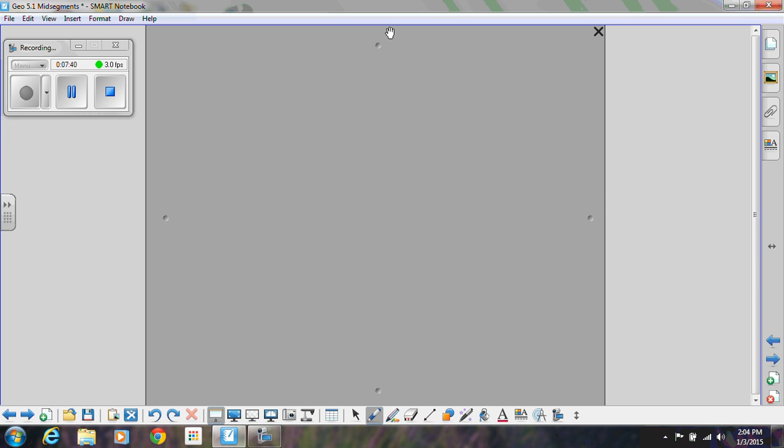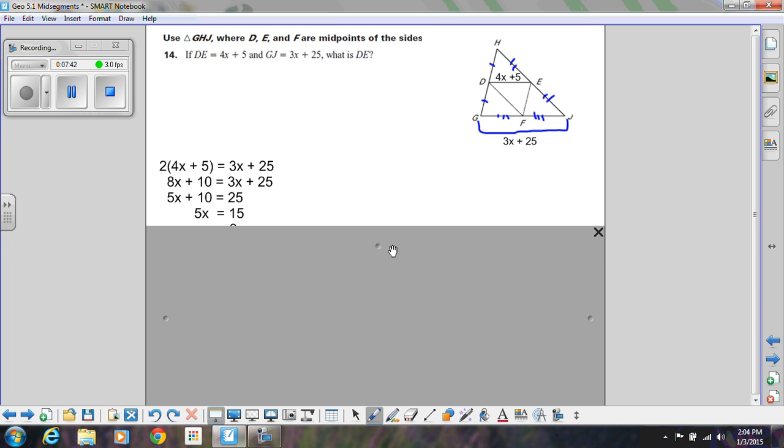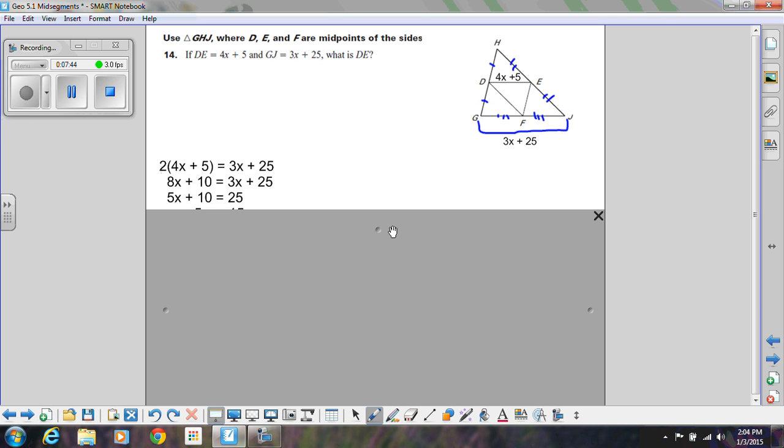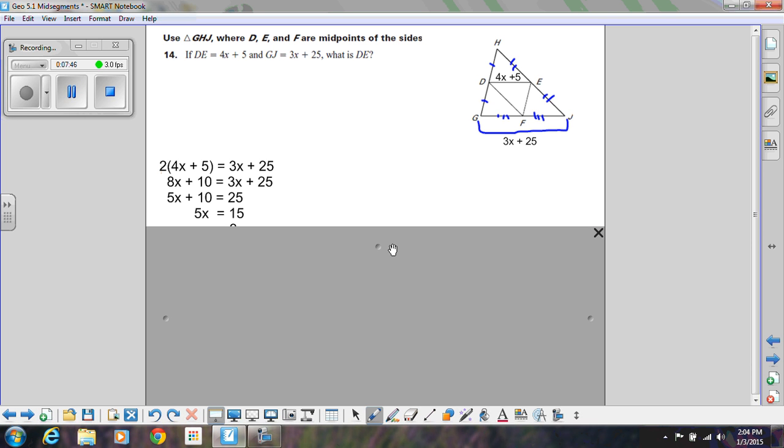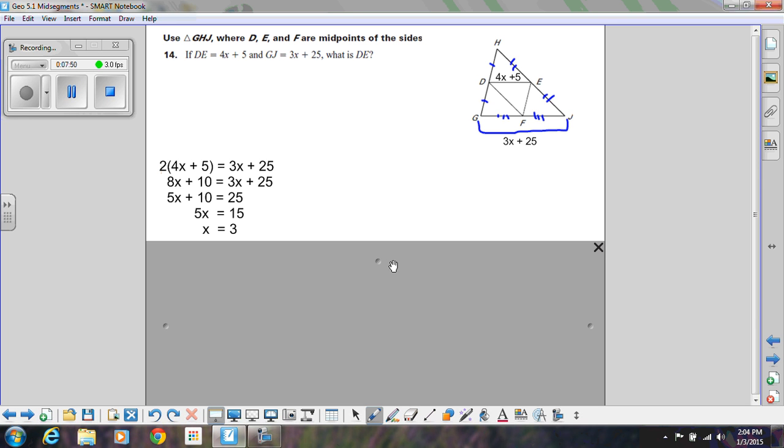And then I'm going to subtract that 10 from the 25. That gives me 5x equals 15. And then divide by that 5. So I'm going to get x equals 3.